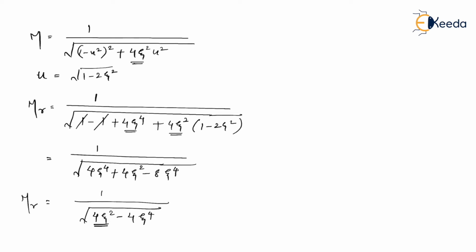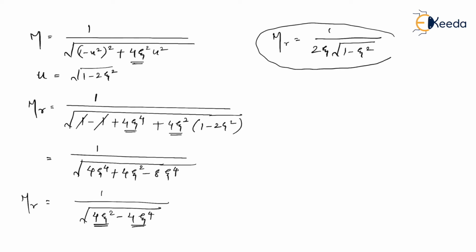But can't you see, I can take this 4 zeta square out. This is a common factor. Let us take it out. What do I get? Mr is equal to 1 over, so if I take 4 zeta square out, but since it is under root, what really comes out of the root is 2 zeta, and what remains inside is simply 1 minus zeta square. So this is the value of Mr, where Mr is called the resonant peak. The Mr is called a resonant peak.